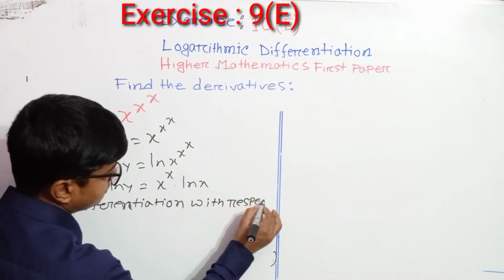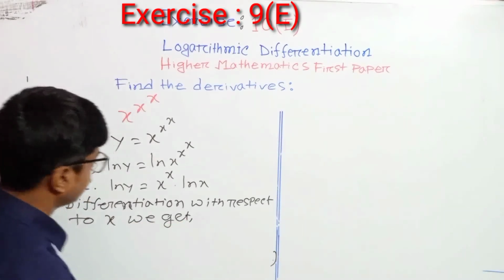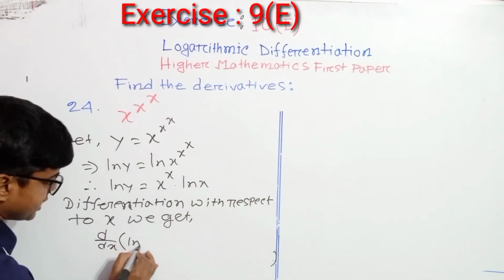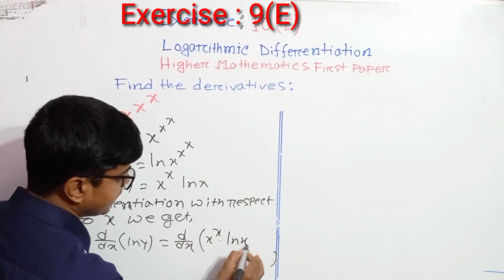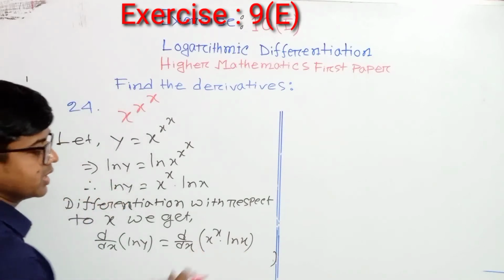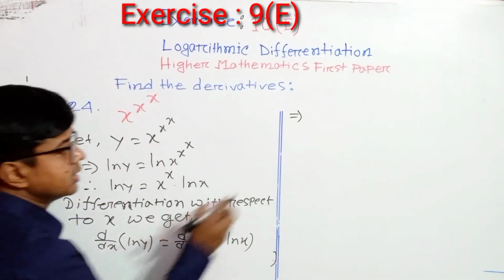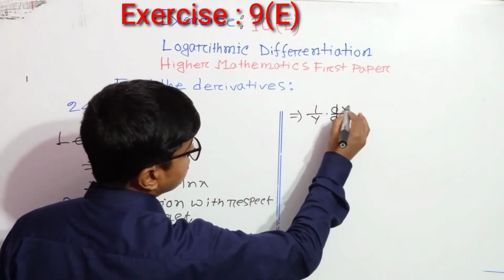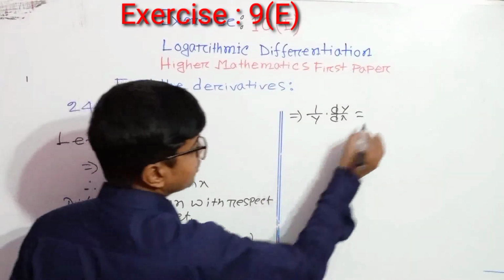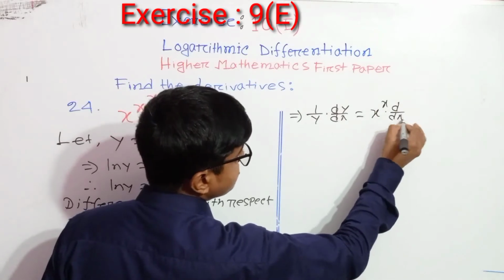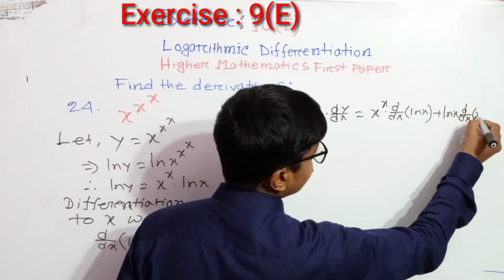with respect to x, we get d/dx of ln y equals to d/dx of x to the power x into ln x. Now for this part we can apply the uv formula. So after this line here, d/dx of ln y, it will be 1 by y d/dx of y equals to, suppose x to the power x is u and ln x is v, so we can write x to the power x into d/dx of ln x and plus ln x into d/dx of x to the power x.